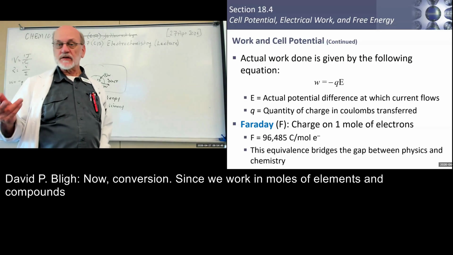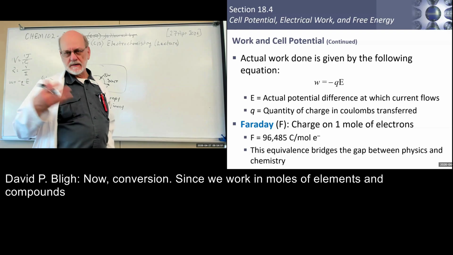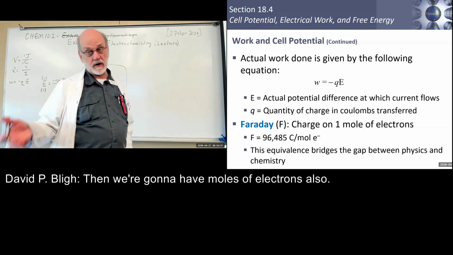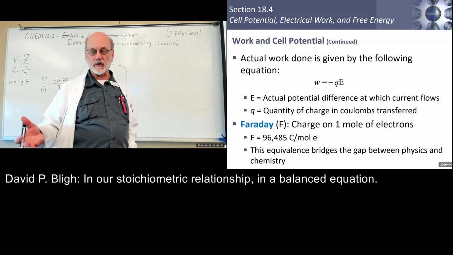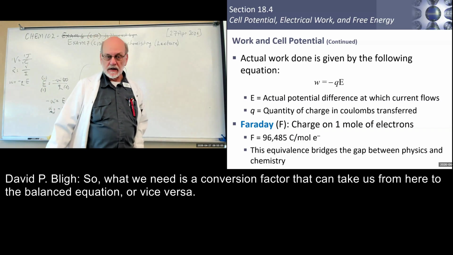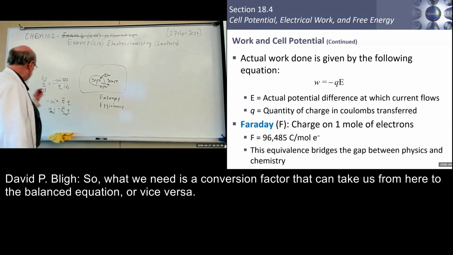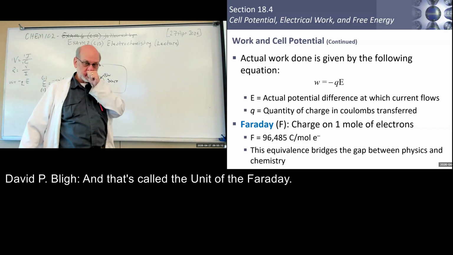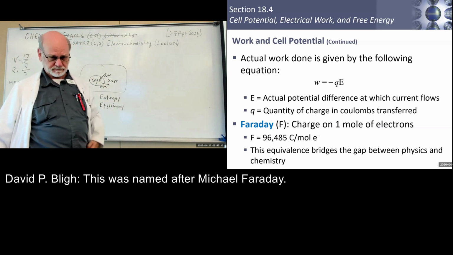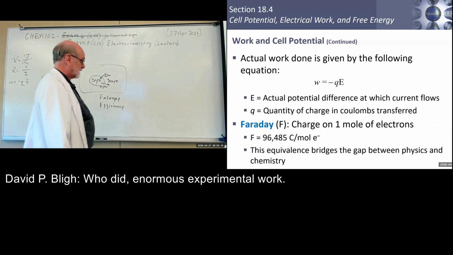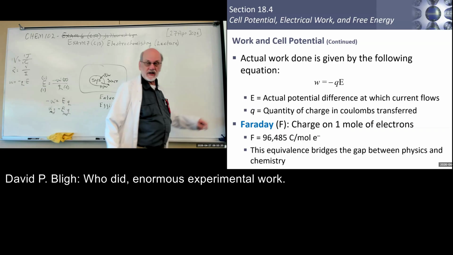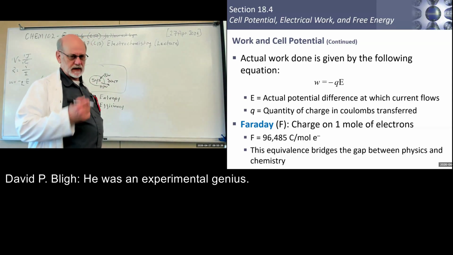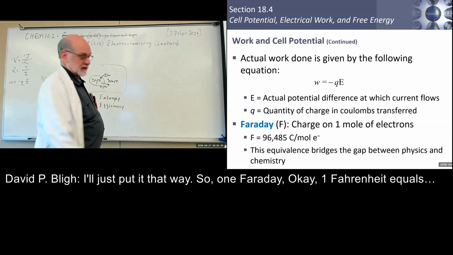Now, conversion. Since we work in moles of elements and compounds, we're going to have moles of electrons also in our stoichiometric relationship, in a balanced equation. So what we need is a conversion factor that can take us from here to the balanced equation, or vice versa. And that's called the unit of the Faraday. This is named after Michael Faraday, who did enormous experimental work in electricity. He was an experimental genius.